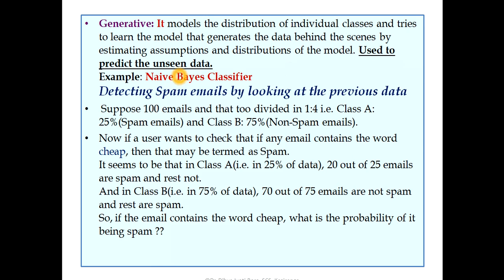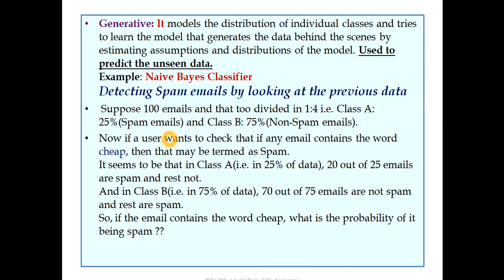And this Naive Bayes classifier is frequently used for one problem, and this one is detecting spam mails by looking at the previous data. So we try to detect spam mail using the Naive Bayes classifier. Let's take an example. Suppose we have 100 emails, and we divide them in a 1:4 ratio, that is class A, sorry, 25%, that is spam emails, and class B, 75%, they are non-spam emails.